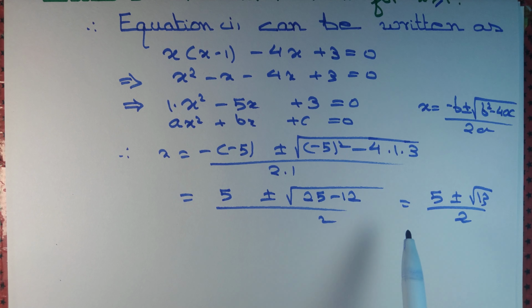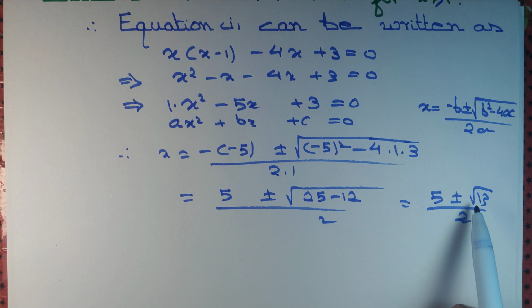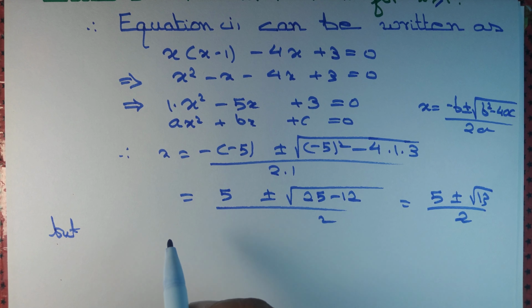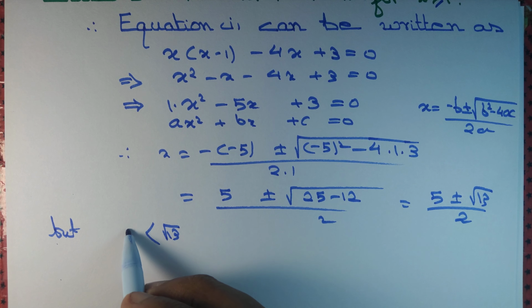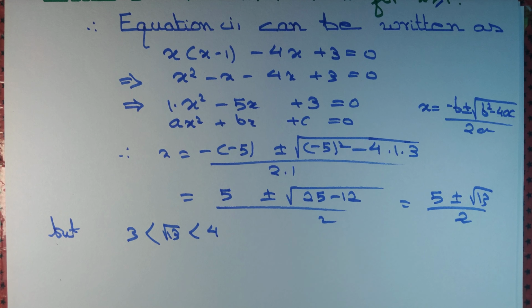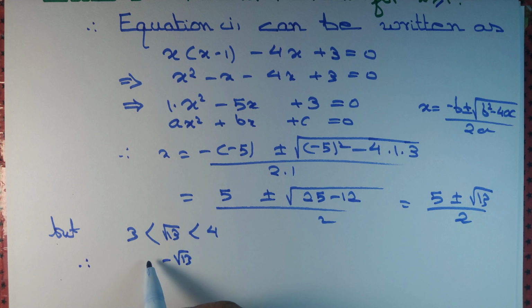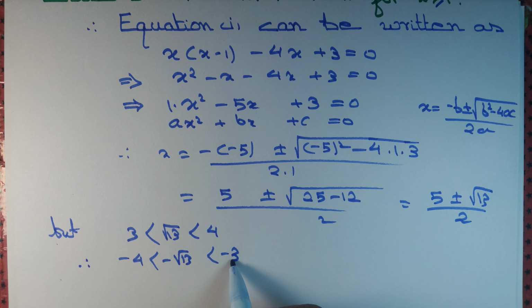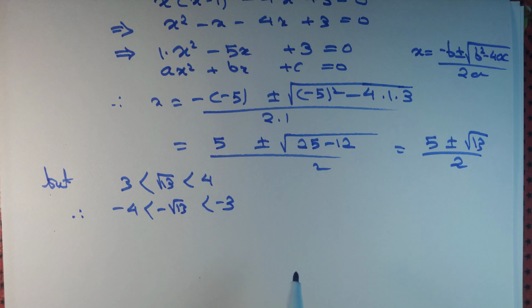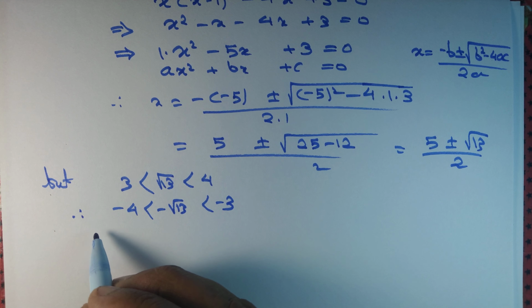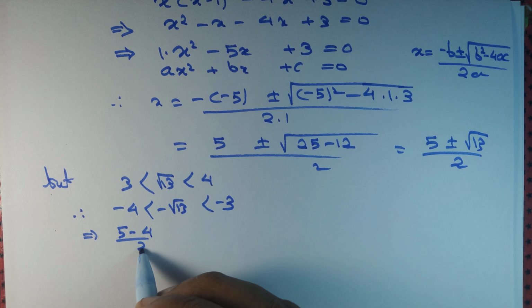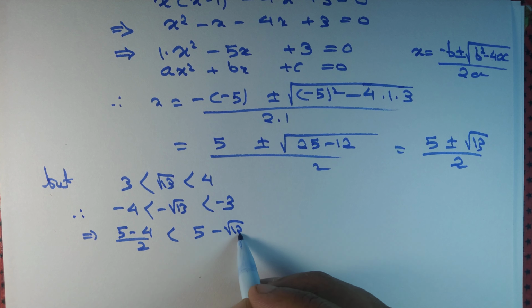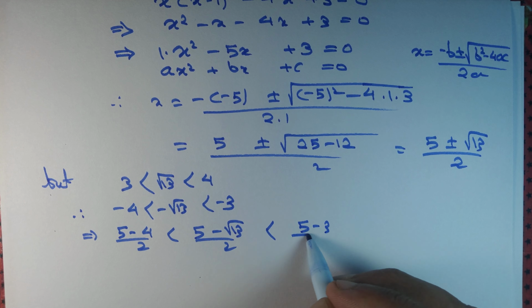We have assumed x to be greater than or equal to 1. Is (5 plus root 13) by 2 greater than 1? Yes. What about (5 minus root 13) by 2? Root 13 is greater than 3, since 3 squared is 9, and less than 4, since 4 squared is 16. Therefore, minus root 13 is greater than minus 4 and less than minus 3. Now we can add 5 throughout and divide by 2. So (5 minus 4) by 2 is less than (5 minus root 13) by 2, which is less than (5 minus 3) by 2.